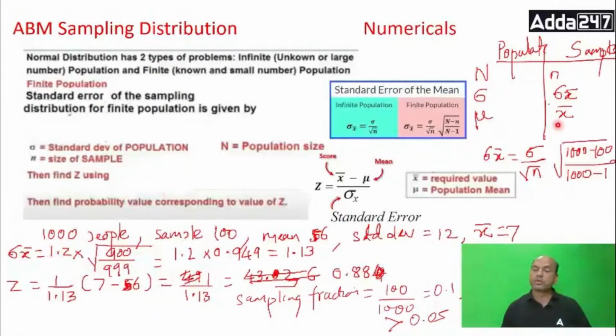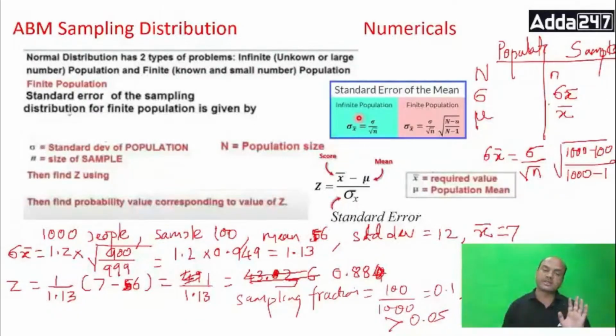So 1.2 into root of N minus n, 1000 minus 100, upon N minus 1, 1000 minus 1. This is known as your standard error. So you'll get 1.2 into root of 900 upon 999. Do the calculations, you'll get 1.13. So standard error is 1.13. You will get a 1 mark numerical on finding the standard error only. One formula is for infinite, second is for finite.